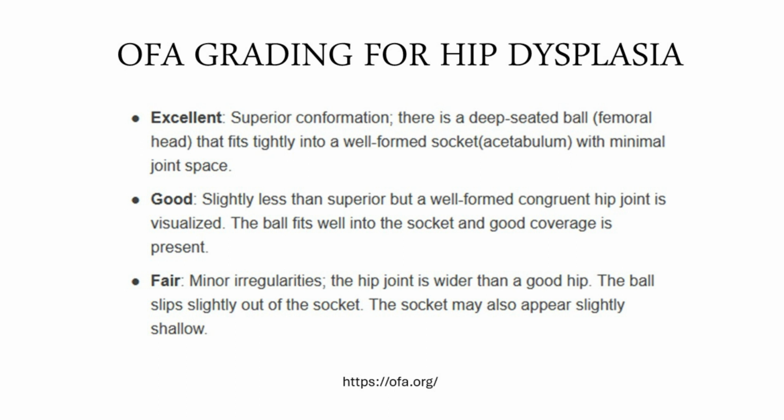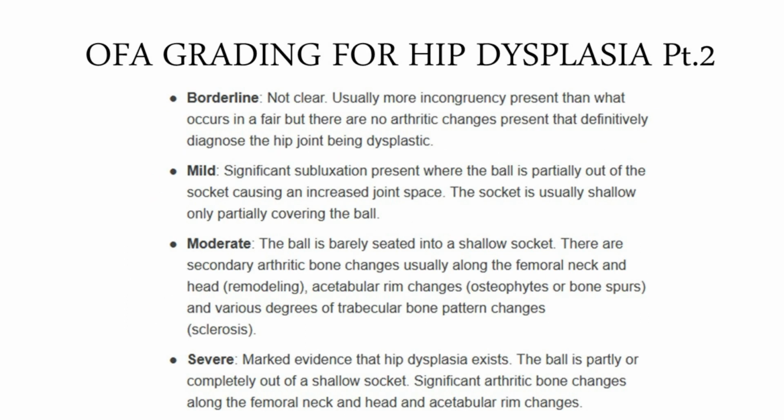Each radiograph undergoes independent review by 3 veterinary radiologists and a consensus opinion is provided. Dogs over 2 years receive one of 7 grades based on radiographic appearance, ranging from excellent to severe hip dysplasia, each defined by specific anatomical characteristics and degrees of joint incongruity, subluxation, and degenerative joint disease. You can pause the video to read the details of the classification.